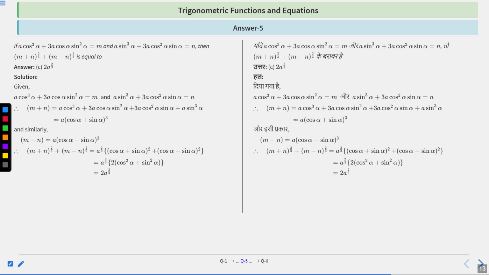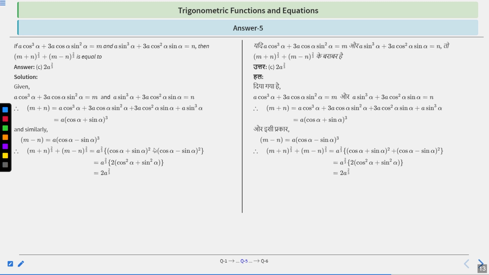Now, you basically have to find (m plus n) to the power 2 by 3 plus (m minus n) to the power 2 by 3. Now, let's put the values: (m plus n) to the power 2 by 3 will be a to the power 2 by 3 into (cos alpha plus sin alpha) whole square, plus (m minus n) to the power 2 by 3 will be a to the power 2 by 3 into (cos alpha minus sin alpha) whole square, right? Therefore, it will be a to the power 2 by 3 into [(cos alpha plus sin alpha) whole square plus (cos alpha minus sin alpha) whole square], right?